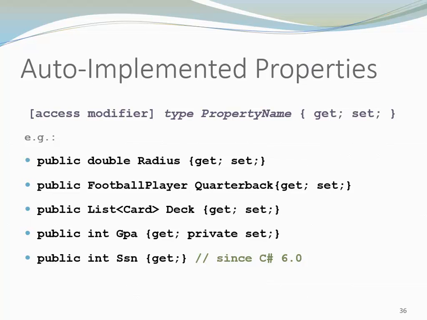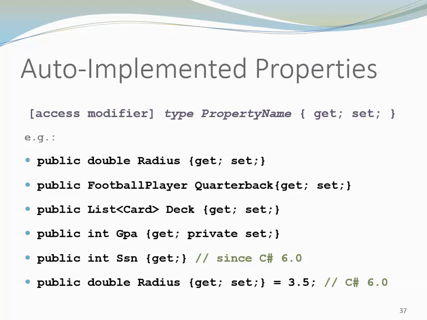There's one more thing you can do since C# 6.0. You can initialize a property as you declare it, very similar to the way you can initialize a field.